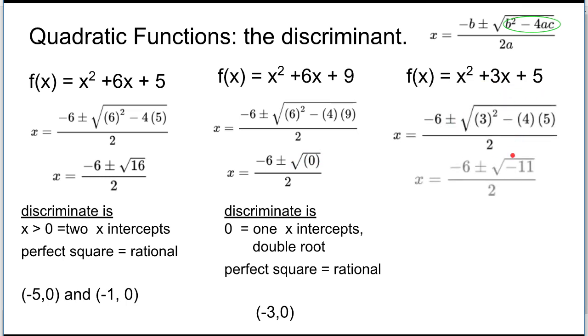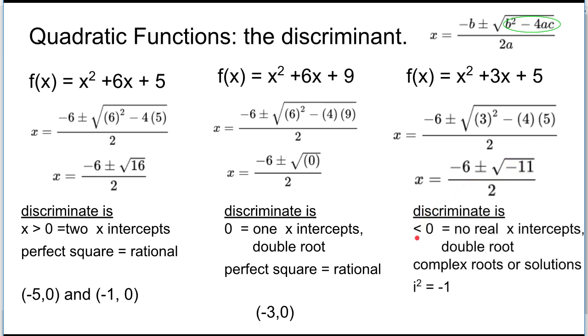And then the last thing is if I have a situation like this, where if I go and use the quadratic formula, and it's negative, and what happens is when my discriminant is negative, well, there's going to be no real roots. And hopefully you remember that that's when we have to use the i, the complex numbers. So if the discriminant's less than 0, there's no real x-intercepts, and they're complex roots or solutions. And again, remember the i squared is equal to negative 1.